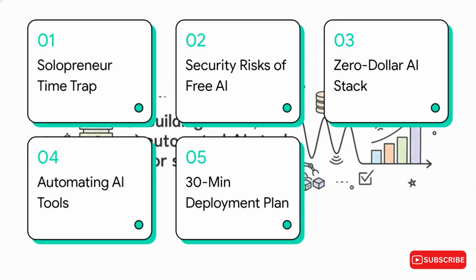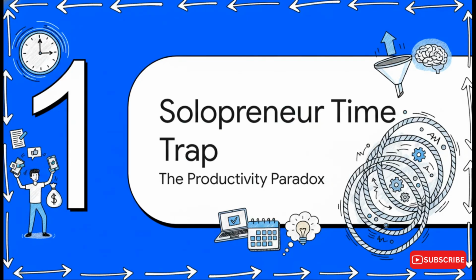Here's our roadmap. We're going to cover the solopreneur time trap, the hidden security risks of free AI, your brand new $0 AI stack, how to automate the whole thing with CapCut and Make, and finally, a quick 30-minute deployment plan. Okay, section 1, the solopreneur time trap.